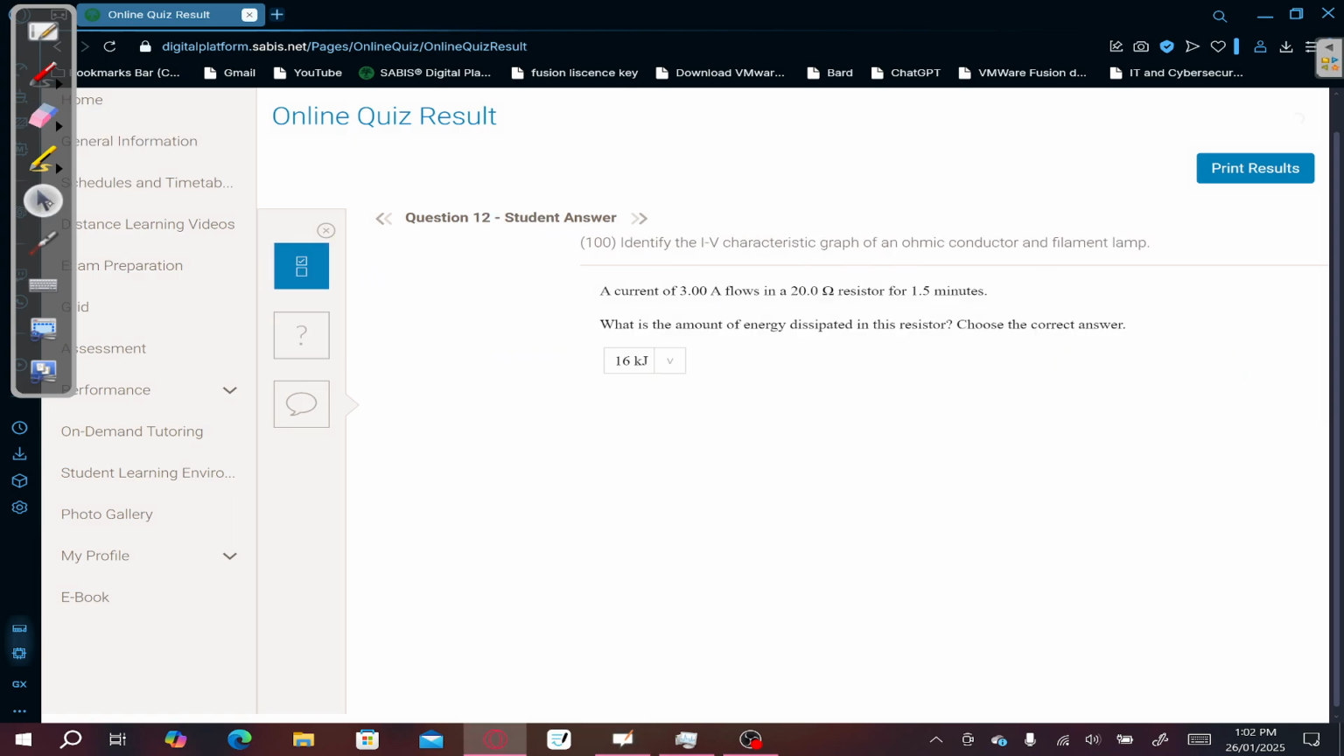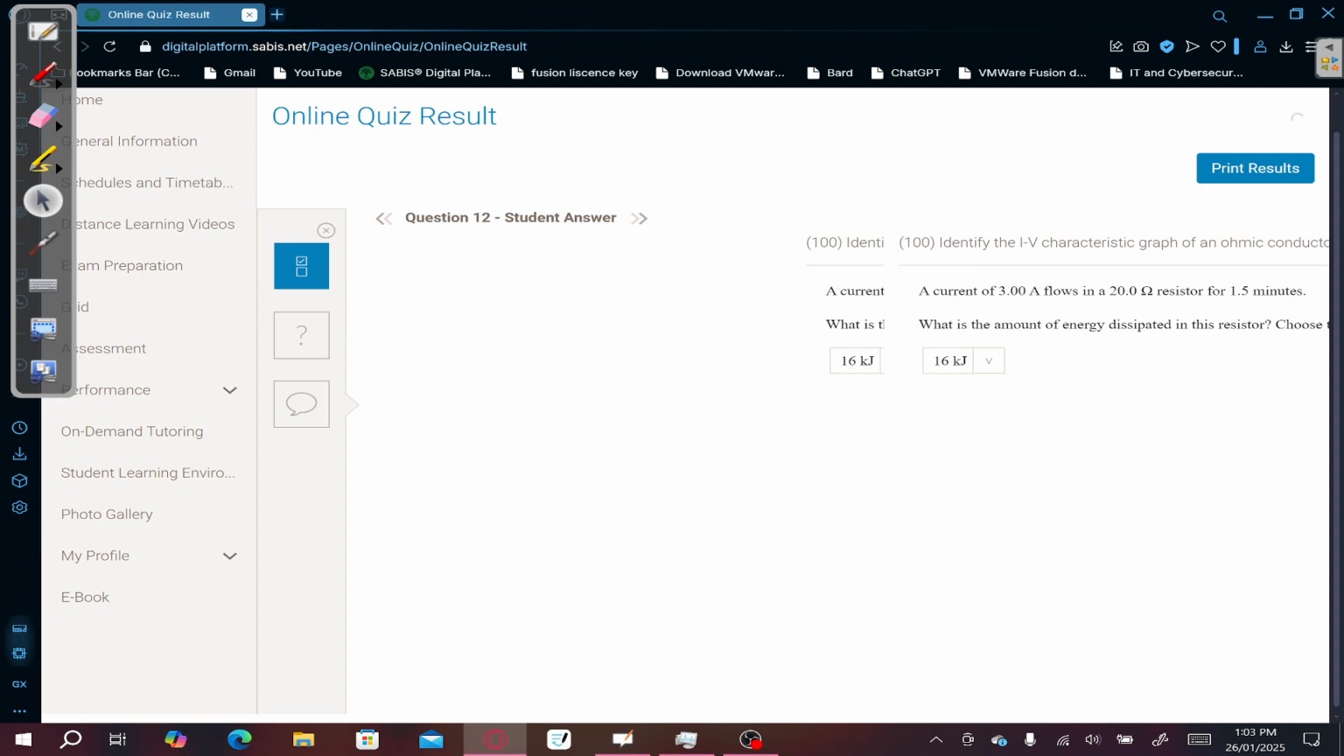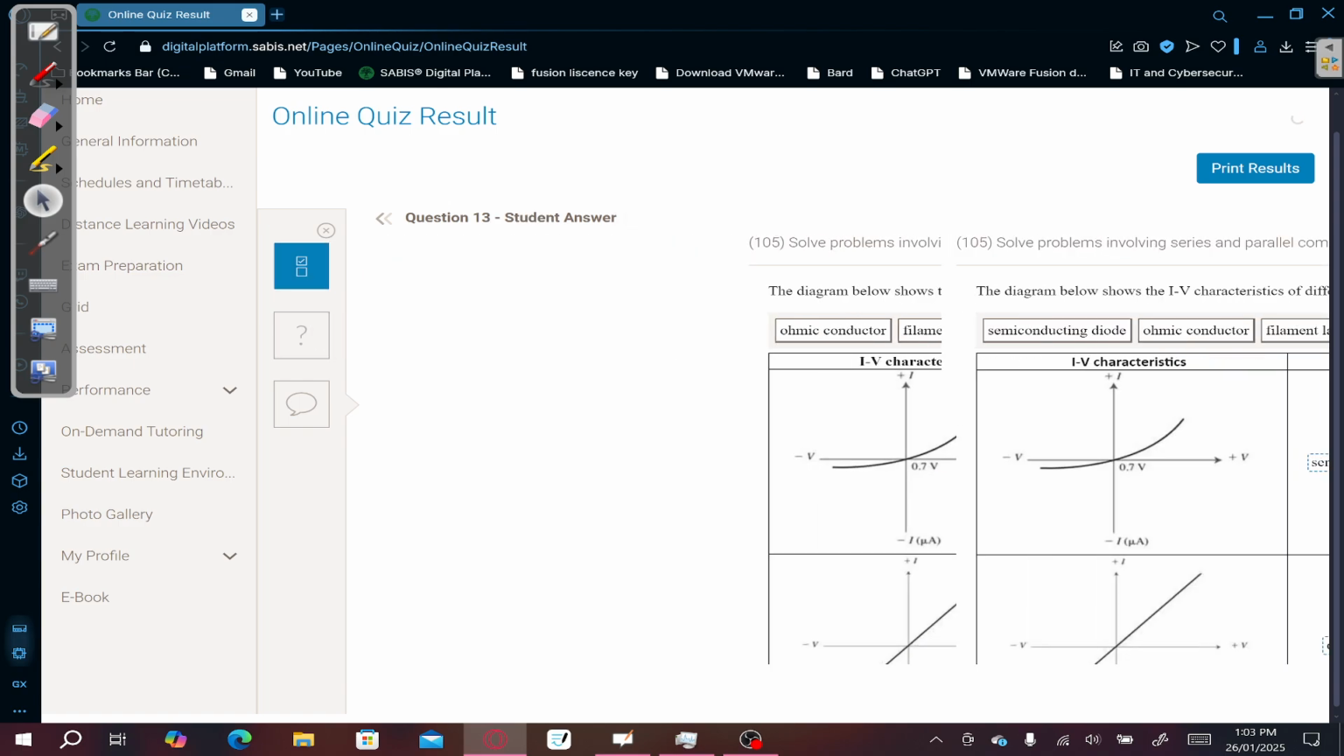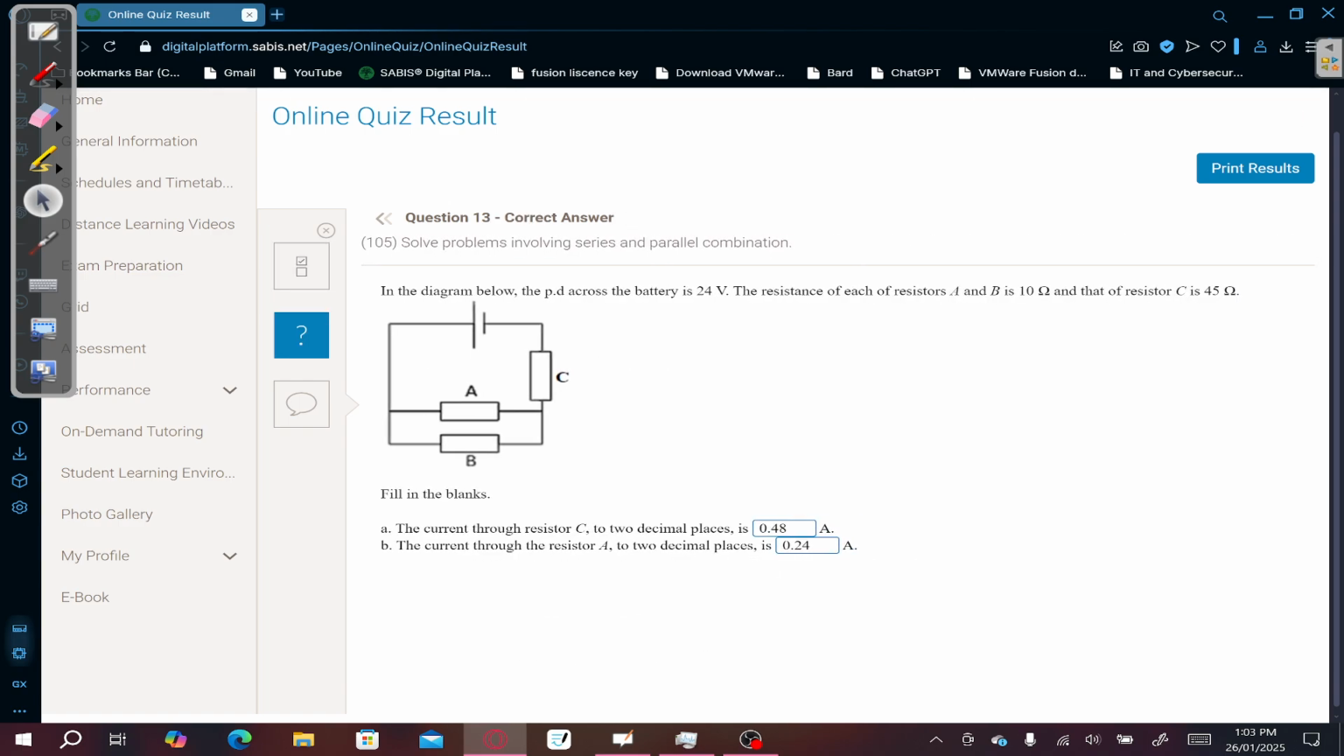Question 12. These are the graphs. You guys should memorize them. I don't really have anything to say about them, just do it. And okay, question 13, the last question.